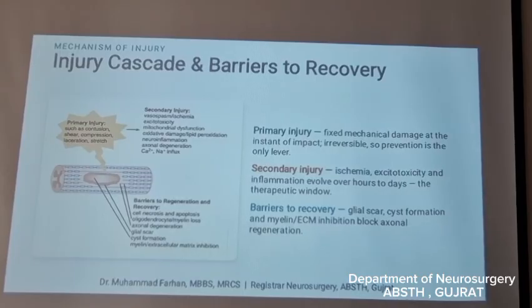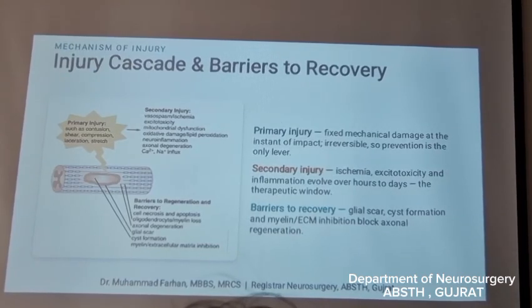So these are the basic mechanisms of secondary injury, and this is the visual interpretation of primary and secondary spinal cord injuries. Primary injury occurs such as contusion, shear, compression, laceration, or stretch, and secondary injury is due to vasospasm or ischemia, vascular disruption, and excitotoxicity. Mitochondrial disruption can also occur, leading to oxidative damage and lipid peroxidation, neuroinflammation, axonal degeneration, and calcium and sodium influx. All these are the basic mechanisms of secondary spinal cord injuries.